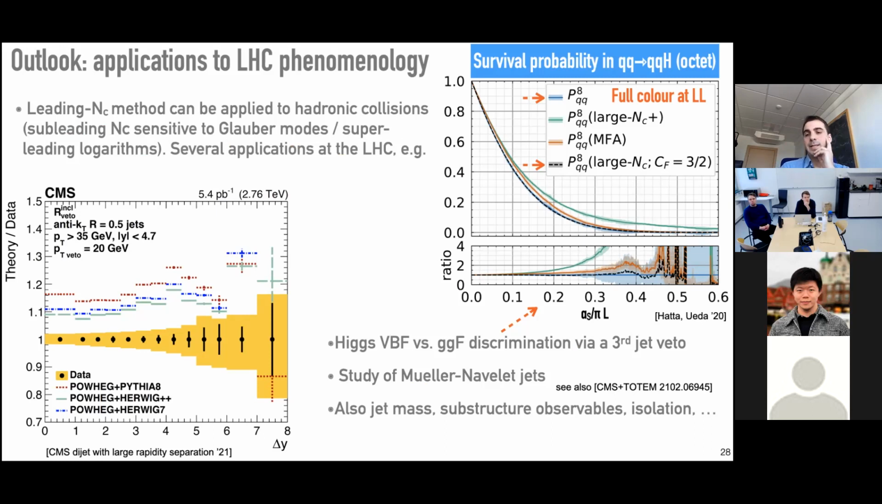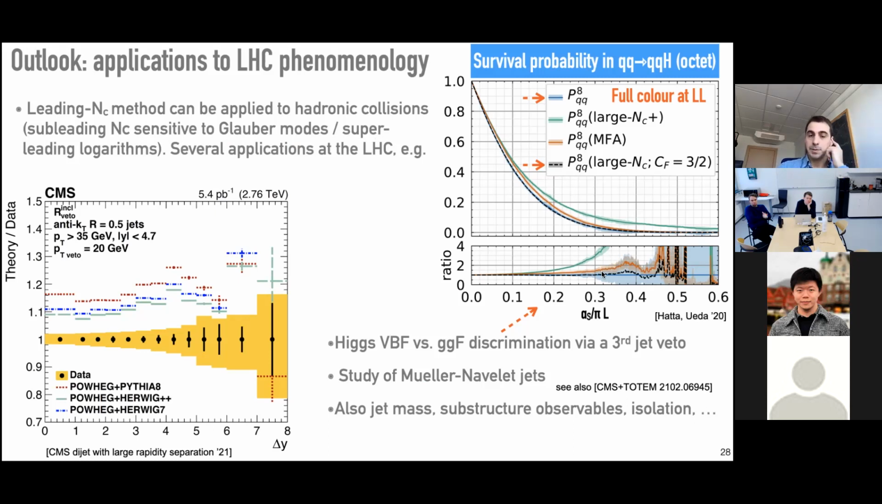And this study by Hatta and Ueda that I showed here on the right is done at leading log, and they also show the comparison to the full color approximation. This is one of the color channels. And as you can see from the plot, the subleading color effects are actually, besides being, of course, incomplete due to the existence of these Glauber modes, extremely tiny or almost invisible. So at the moment, to be honest, I haven't seen directly a case where these subleading color effects become numerically relevant at all. So in first approximation, they can be safely ignored.